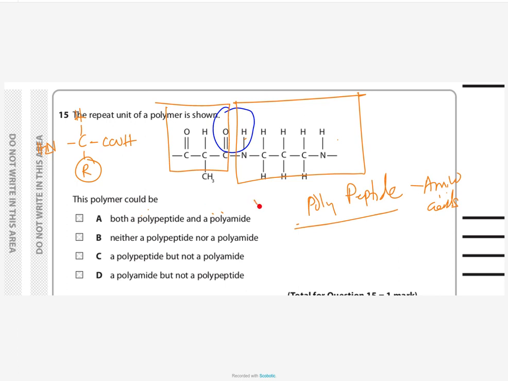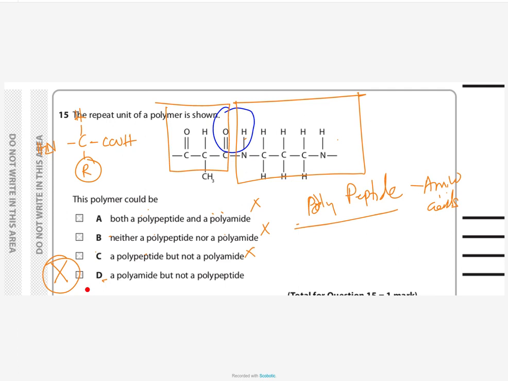So this is wrong. Second, neither polypeptide, no, this is wrong. This is actually a polyamide. A polypeptide, but not a polyamide. A polyamide, not a polypeptide. Right? Got it?